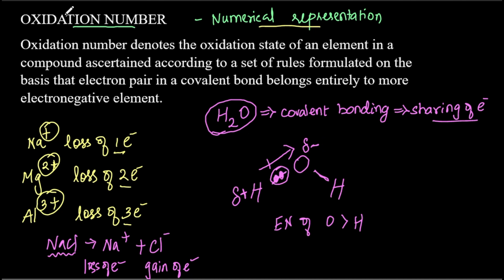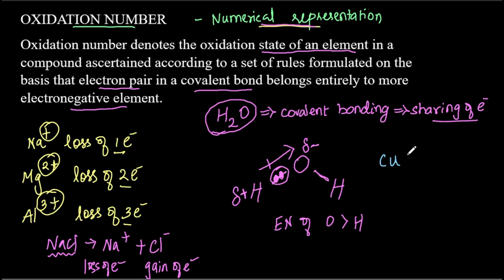So for that only, we are using the oxidation number. Oxidation number denotes the state of an element in a compound. It is based on the assumption that the electron pair in a covalent bond belongs entirely to the more electronegative element. Now I need to represent this with a number, so it is a numerical representation. Also, there is one more use with this oxidation number.